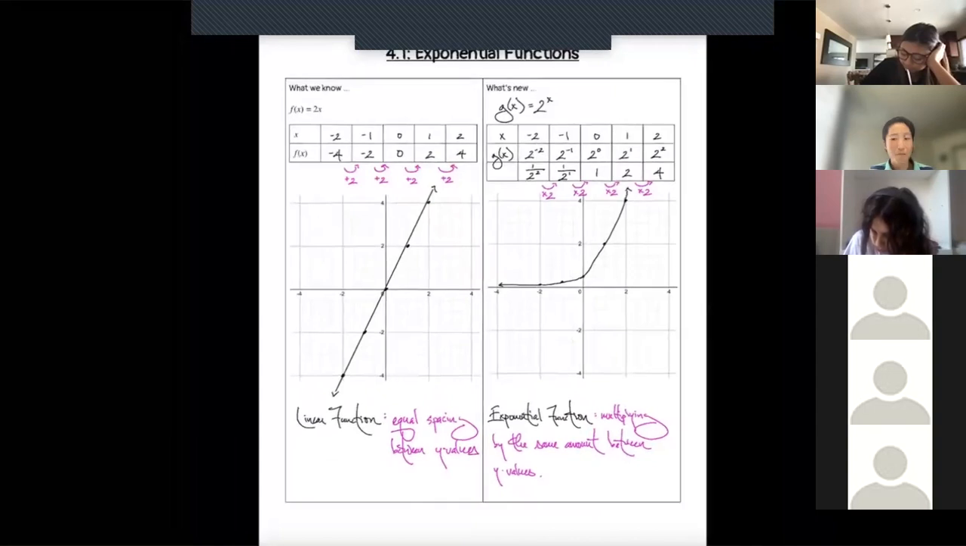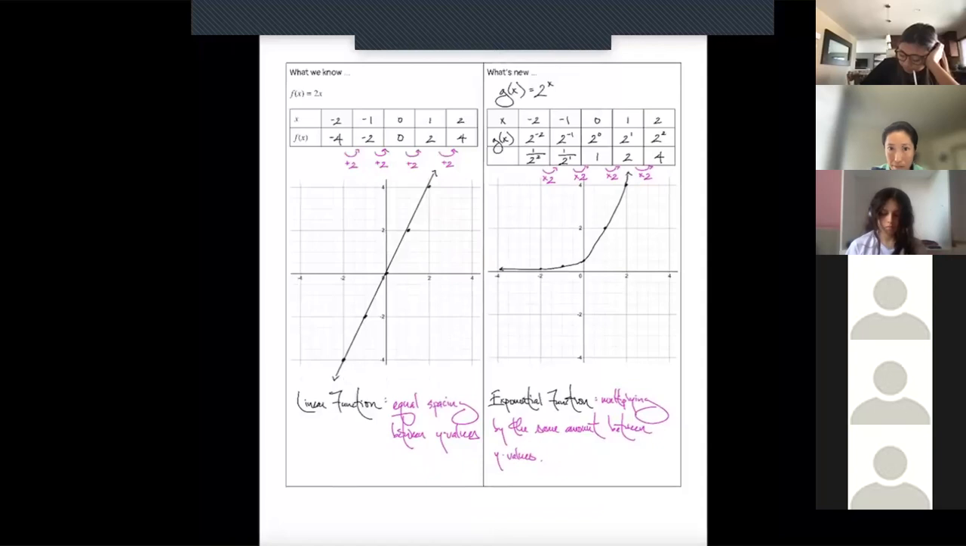All right, so what we're going to do next is we're going to talk a little bit more about this exponential function, right? And so this exponential function is really the centerpiece of section 4.1 in your textbook, all right? So let's take a look.